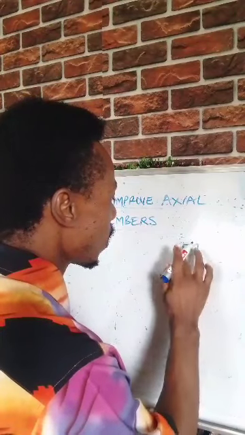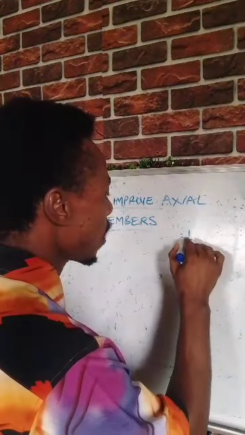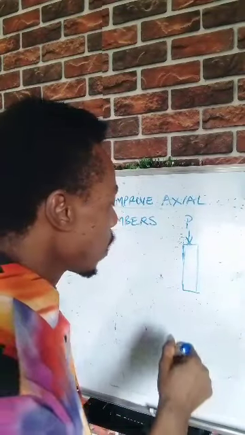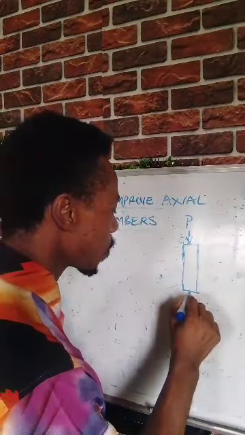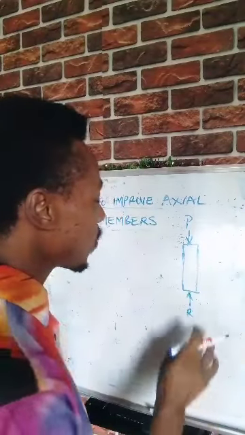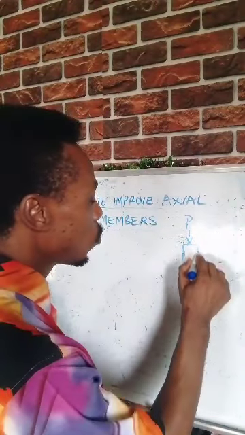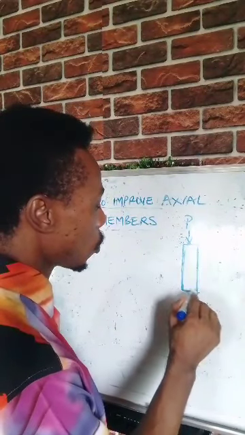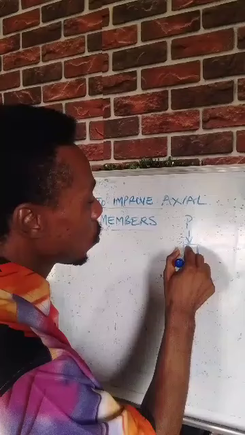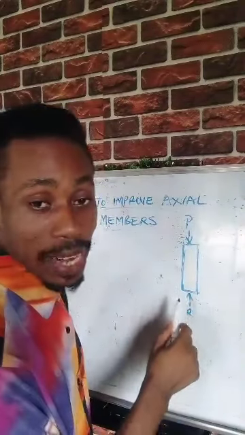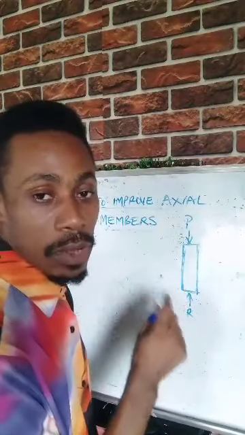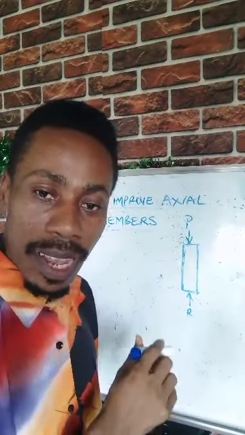Now there is usually a load that comes downward. There is also a reaction, an upward reaction. So it is important we do so much to ensure that this load that is coming and this reaction does not affect this column. So that is what we want to discuss now.